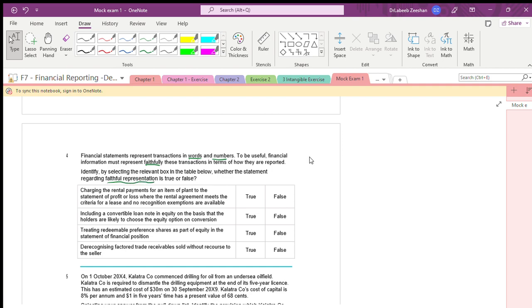Now, if it is given like this, each one will be 0.5 marks, 2 marks in total. Is it right? Charging the rental payment for an item of plant to the statement of profit and loss account where the rental agreement meets the criteria for a lease and no recognition exemptions are available.